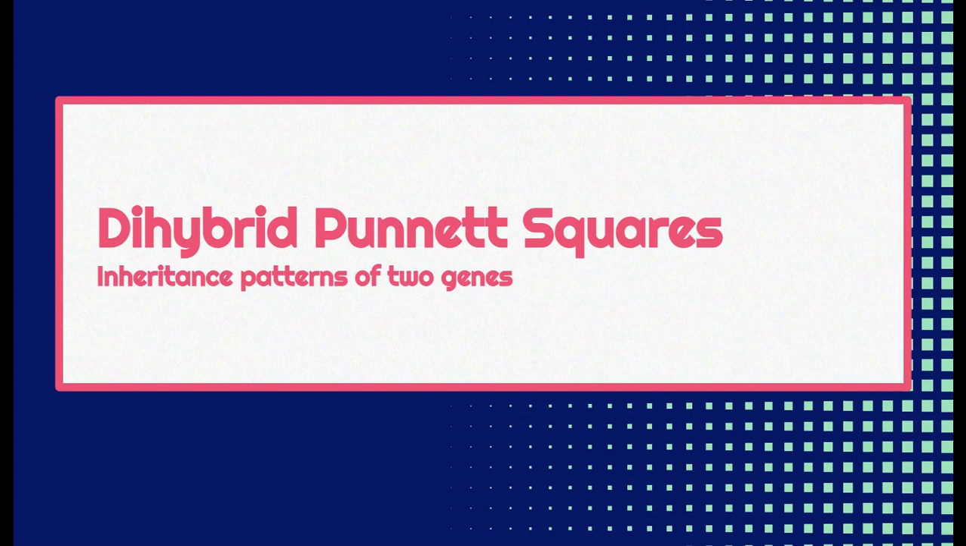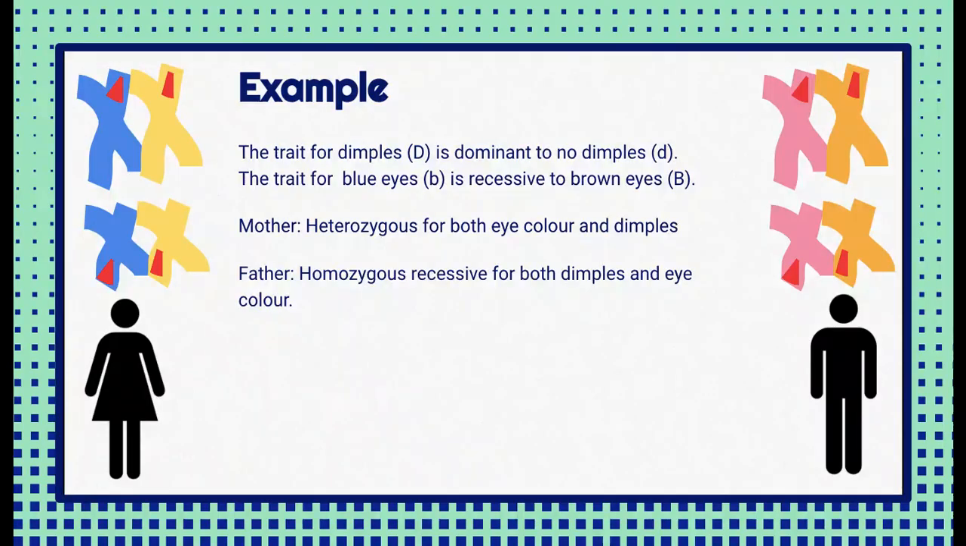Dihybrid Punnett squares. We use these when we're looking at the inheritance of two traits. Let's look at an example. In this example, the trait for dimples is dominant, while the trait for no dimples is recessive. The trait for blue eyes is recessive, while the trait for brown eyes is dominant.